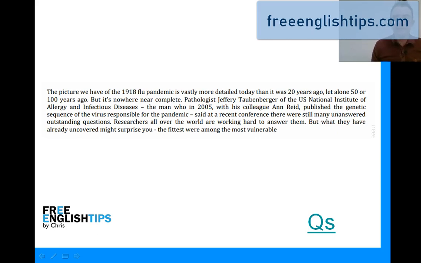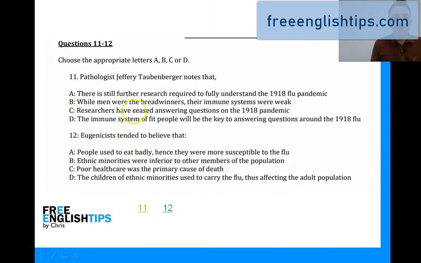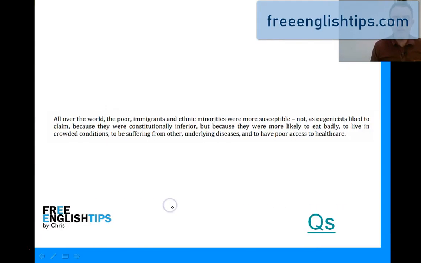Okay, and finally question 12. Question 12 is related to eugenicists. Now, you'd have to find the word eugenicist because it's a specific word. You'll find it in the text. What did they think? All right. Eugenicists was listed in this following paragraph. Now, the eugenicists, it says here specifically, they liked to claim that people were constitutionally inferior. And they were wrong. But that's what they believed at the time. They thought that people were constitutionally inferior.